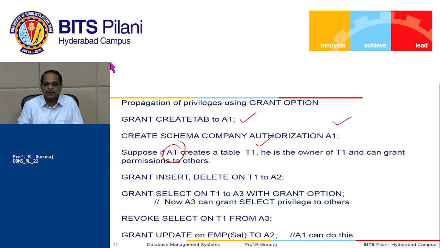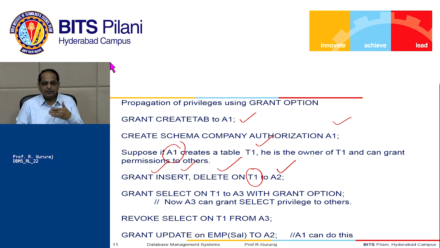If A1 creates a table T1, he is the owner of the table T1 and he can grant permissions to others because he is the owner of that particular database object, that is T1, which is a table. Now, A1 can grant privileges to perform insert and delete operations on T1, because he is the owner of that table, to another user A2. Now, A2 can perform insert and delete operations on T1.